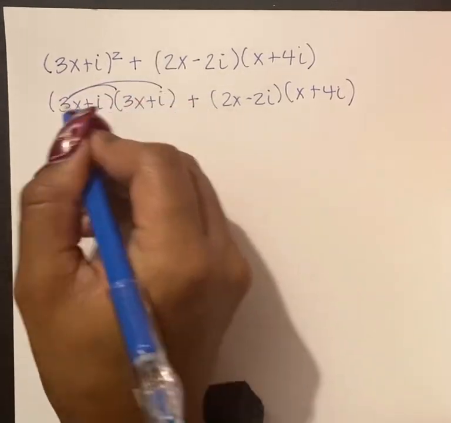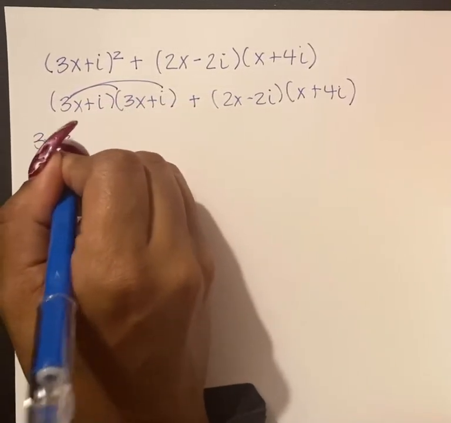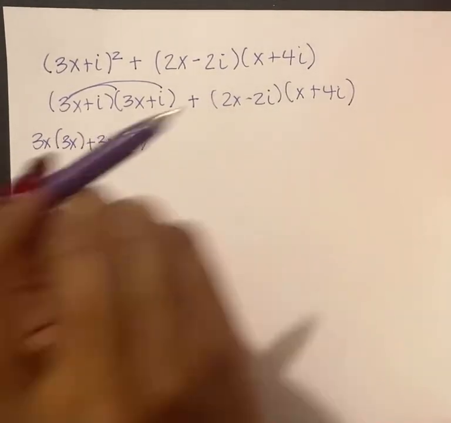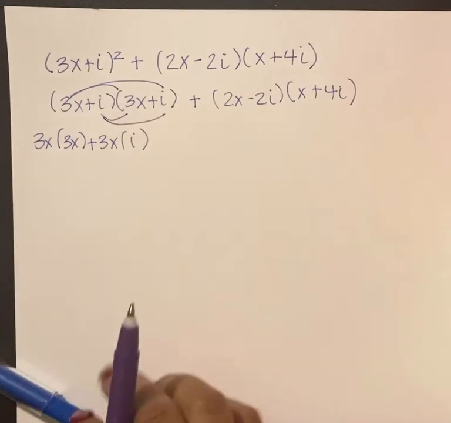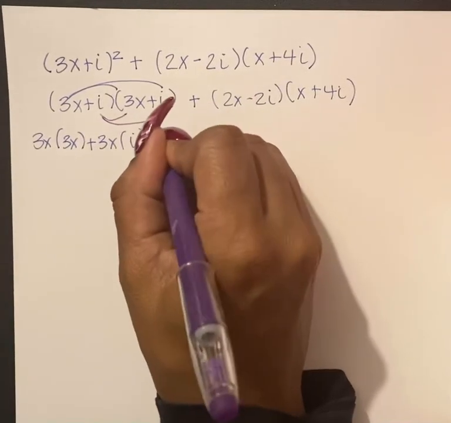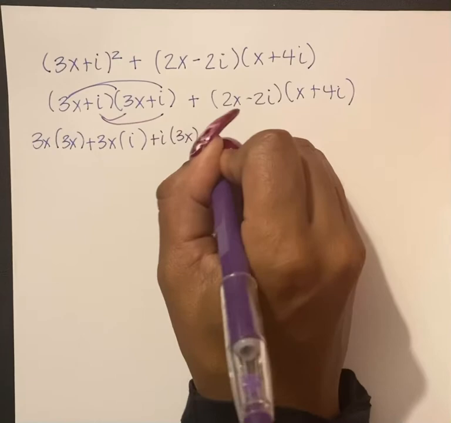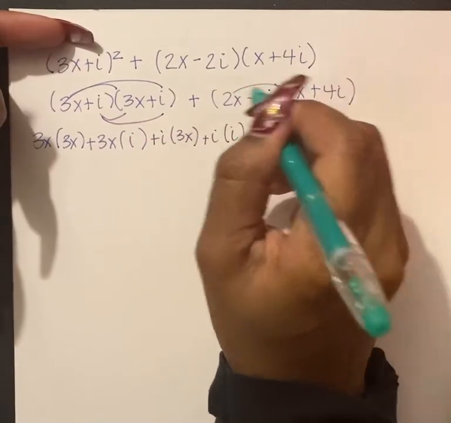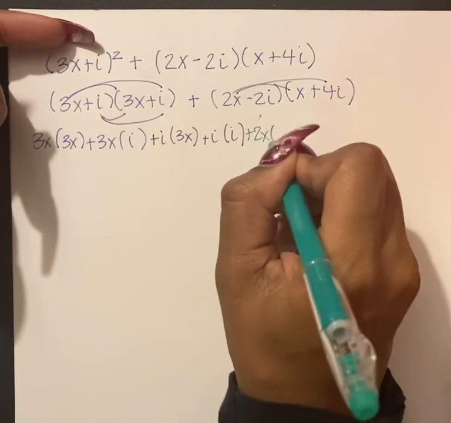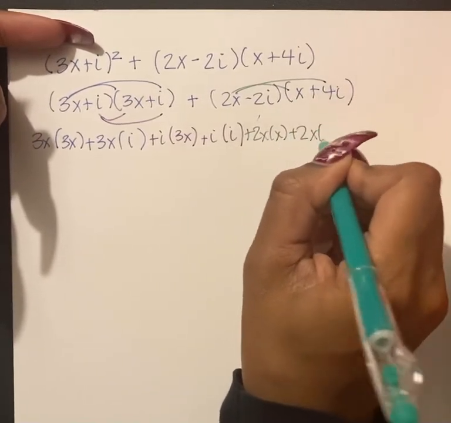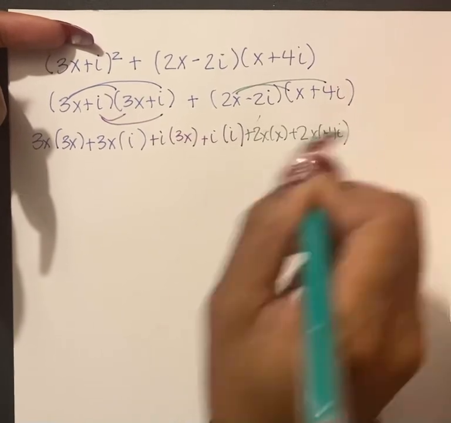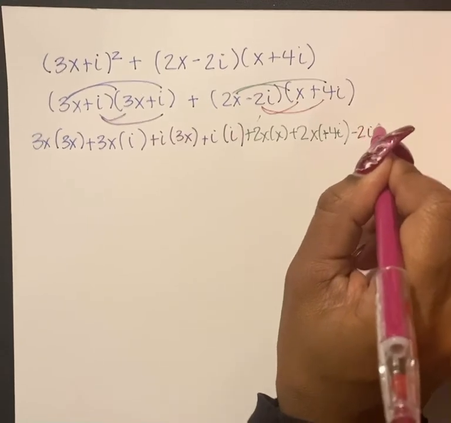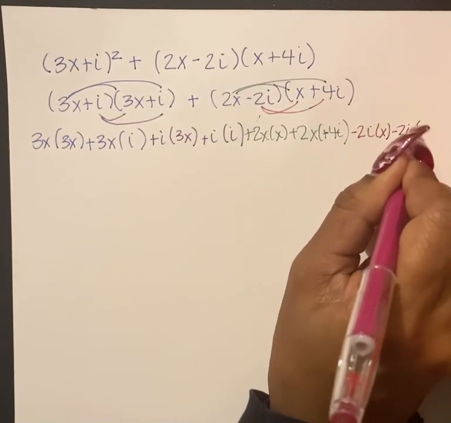So I'm going to distribute this 3x to the 3x, and then the 3x to the i. Then I'm going to distribute my i. So I have positive i times 3x, and then positive i times i. And then I'm going to distribute this 2x. I have 2x times x, 2x times positive 4i. And the last piece of distribution is this negative 2i times x and negative 2i times 4i.